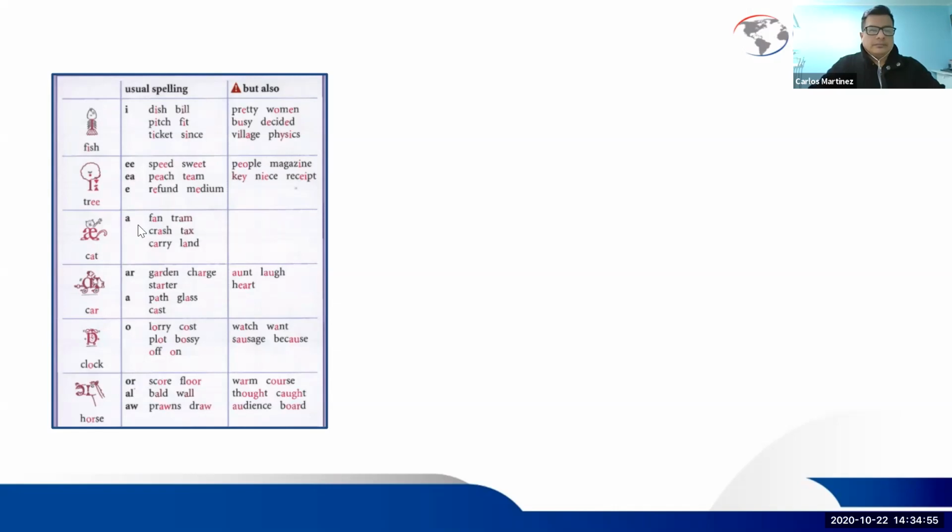Very good. Now, the a sound is normally produced by the letter A: fan, tram, crash, tax, carry, land. Of course, I am exaggerating the sound. Then we have the ar sound, like in car. It's represented by the AR, like garden, charge, starter, or the A, path, glass, cast. Notice garden, charge, starter, path, glass, cast.